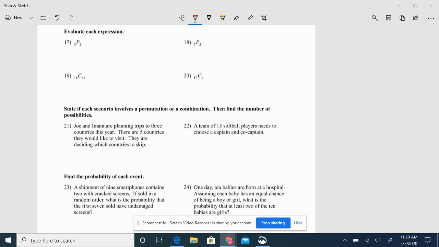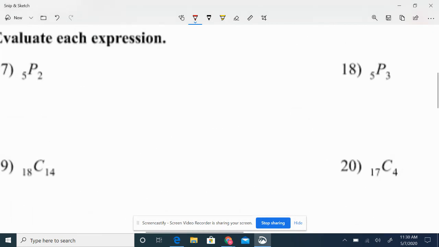So now let's review what we did, what we learned over the week. Now, to begin with, we have permutations and combinations. So, question number 17, we have five. So, let's take a look.